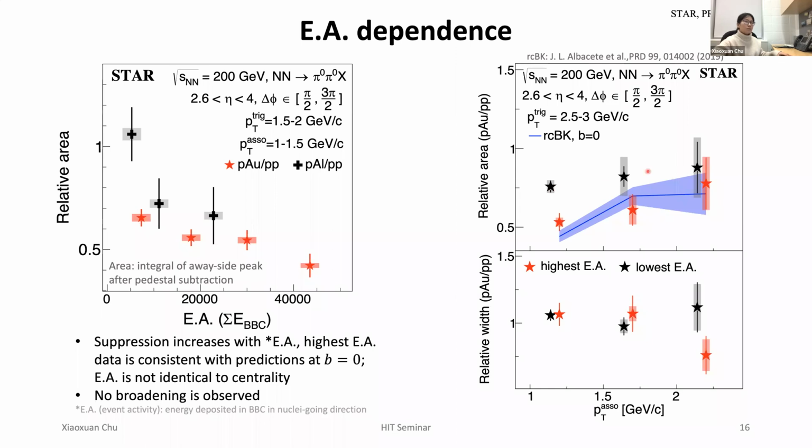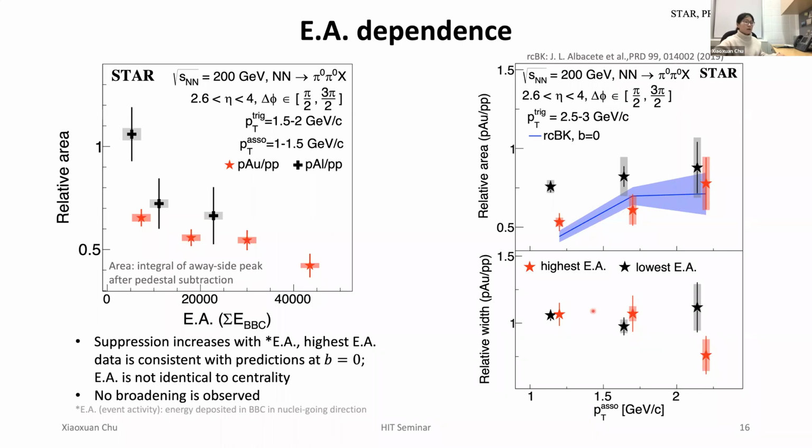The black markers represent the lowest event activity data, and the red ones represent the highest event activity data. The main point of this figure is that we compare our data with the prediction of the CGC according to the running coupling BK model. And it is not an apples-to-apples comparison. The highest event activity is compared to the most central collision with the impact parameter b equal to 0. And we see agreement between the data and the predictions.